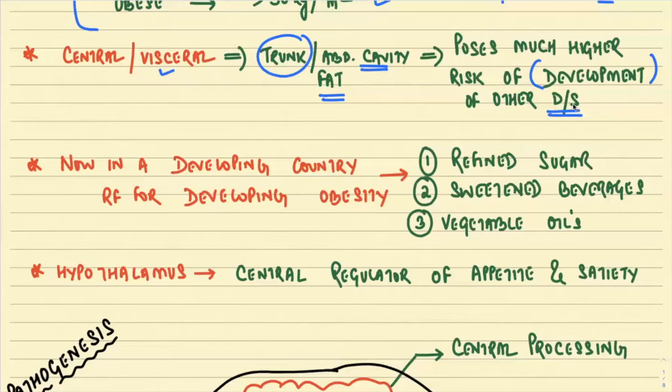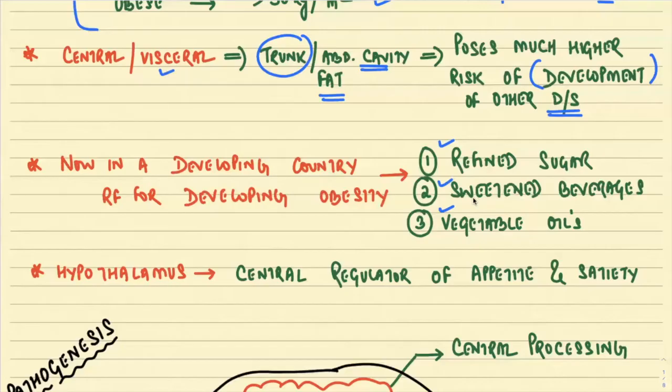Now in a developing country like India also, the risk factors for developing obesity include intake of refined sugar. So what is refined sugar? You are having tea with a lot of sugar, that is refined sugar. You are having Coca-Cola, any soft drink, that is refined sugar. That is any kind of sweetened beverages, even the vegetable oil that you are cooking the food in, that is also one source.